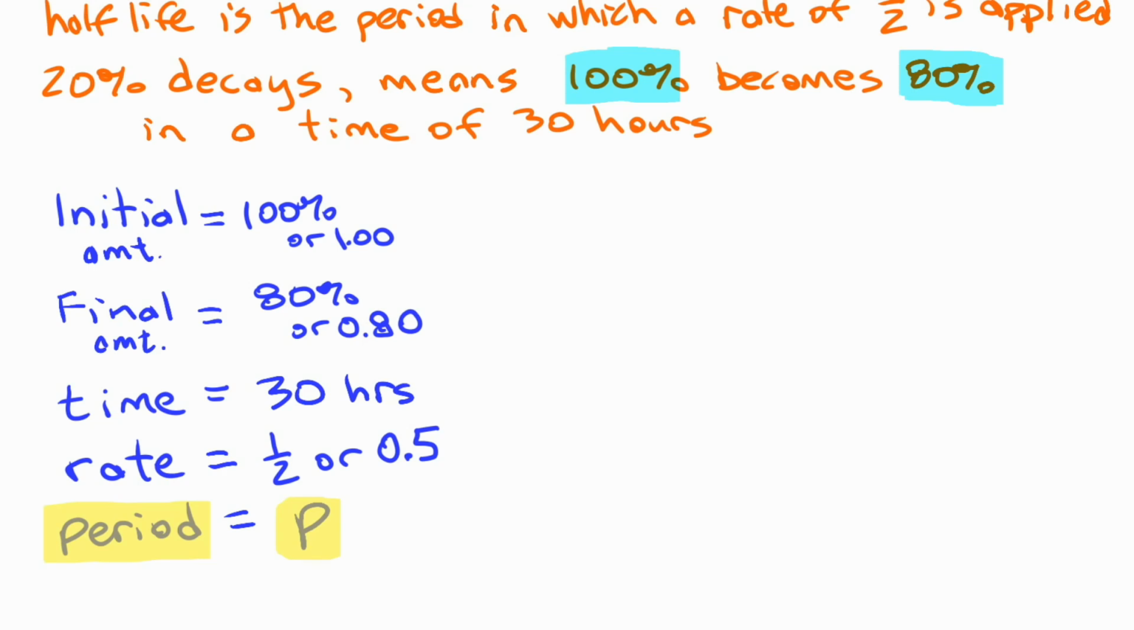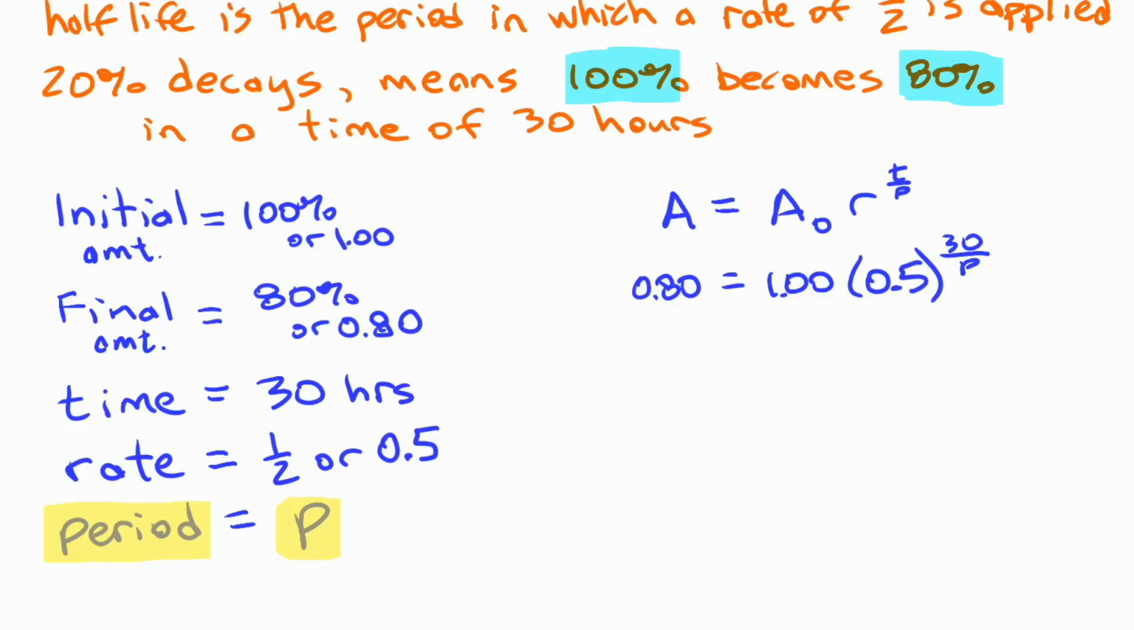So if we write our model function, I am going to use a for amount again, and a0 for initial amount, r^(t/p). If I substitute in the values, I actually know both of those numbers, 80 and 100, or 0.8 and 1.0, and then I know that my rate is 0.5 and my exponent is going to be the time of 30, and p is my unknown there, so that's what I'm solving for, the p there.